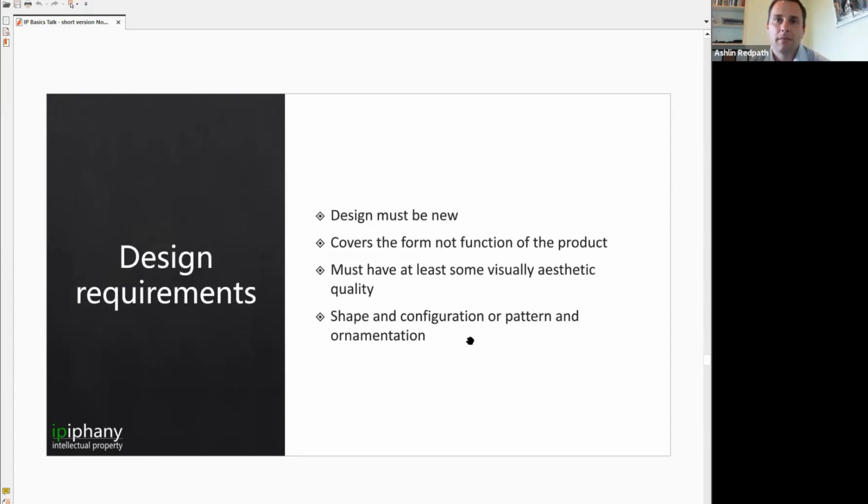So to get a design, the primary thing is it must be new, and you always need to be aware that it covers the form of the product, not its function. So it needs to be visually aesthetic in some way, and a competitor needs to be able to reproduce a product in a way that doesn't have the same visual appearance.